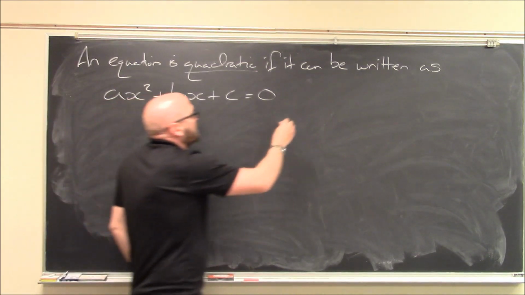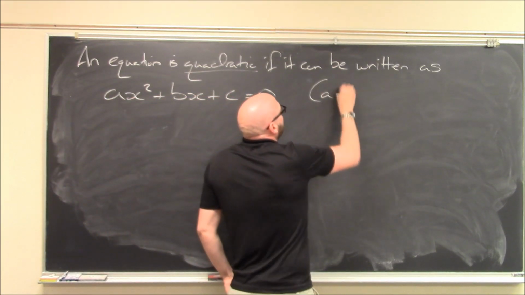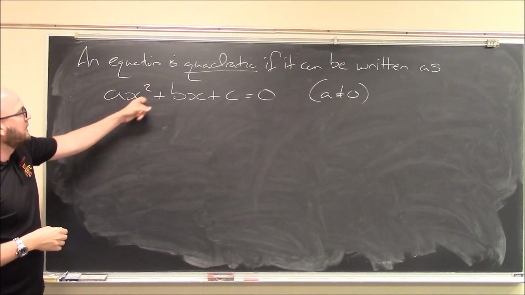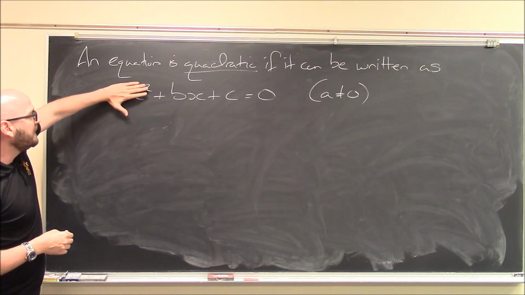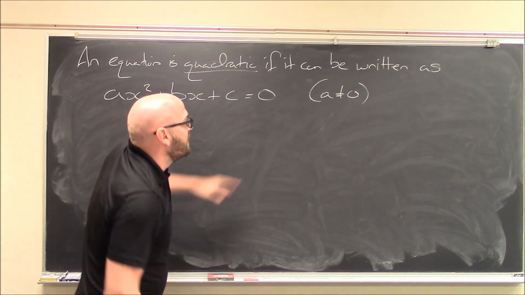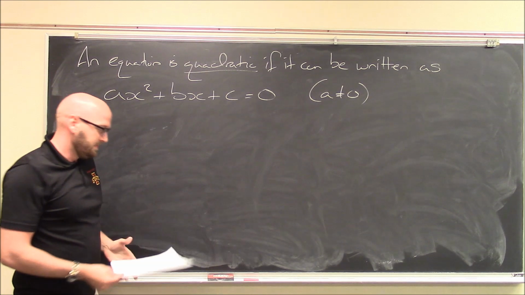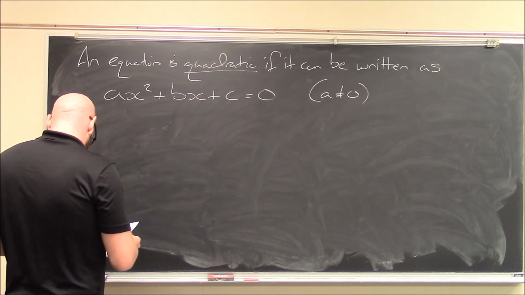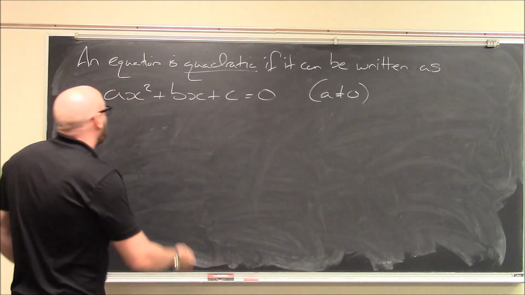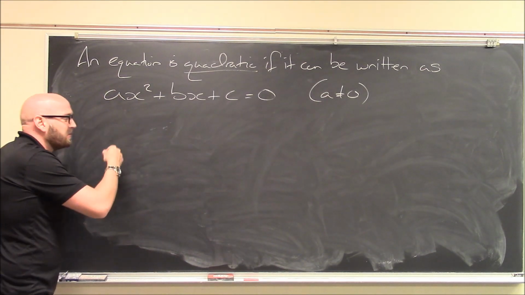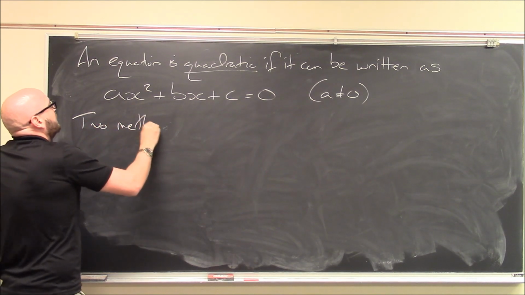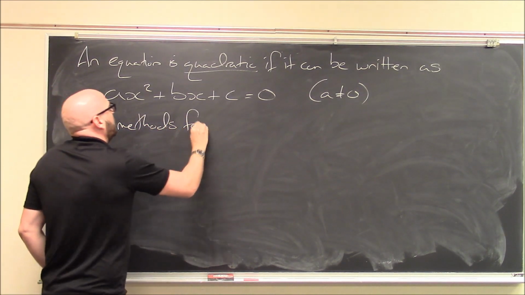And once again, I'm going to require that a is not 0, because if a is 0, what happens? Well, 0 times x squared is 0, that term just goes away, and I'm left with a linear expression, right? So a has to not be 0 for this to actually be quadratic. And what we want to talk about is solving these things. And it turns out with quadratic equations, there's sort of two methods for solving.